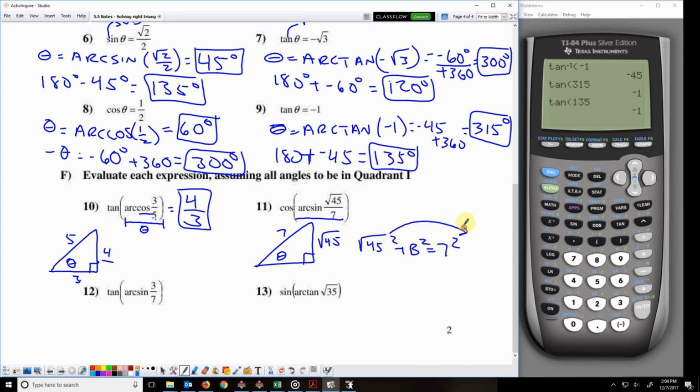We're going to move this over here. 7 squared minus root 45 squared is 49 minus 45. So b squared, 49 minus 45 is 4. Square root of 4 is 2. Cosine is adjacent over hypotenuse. That will be 2 over 7.